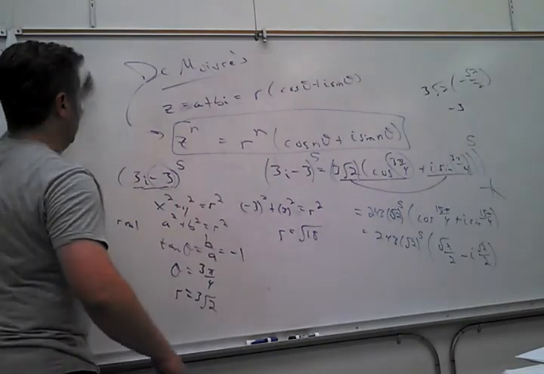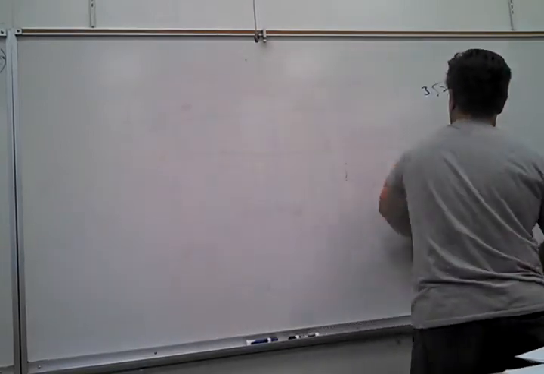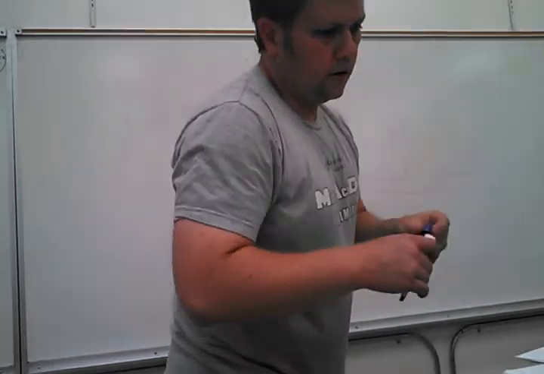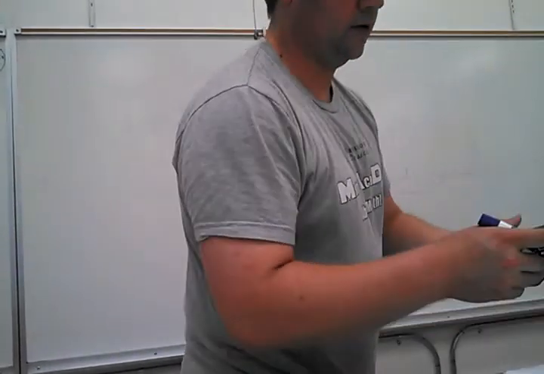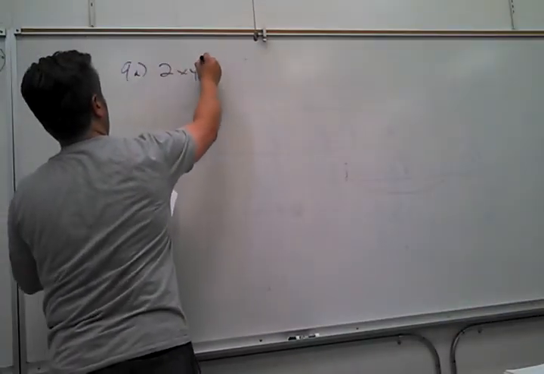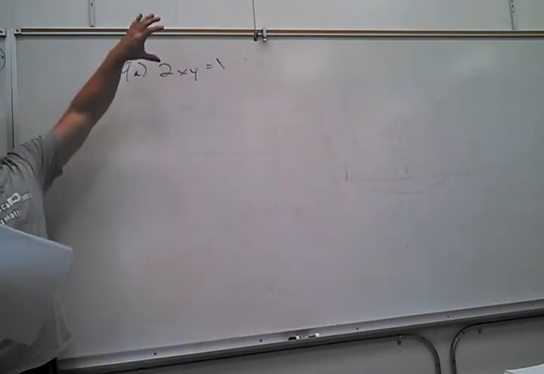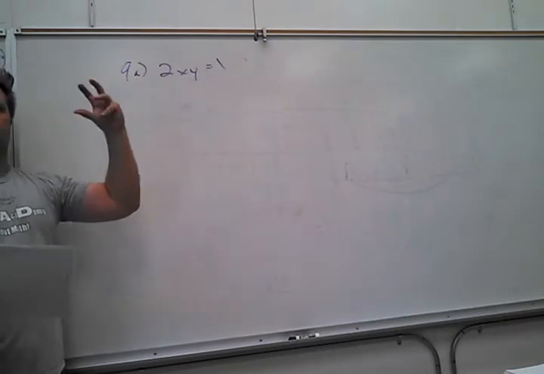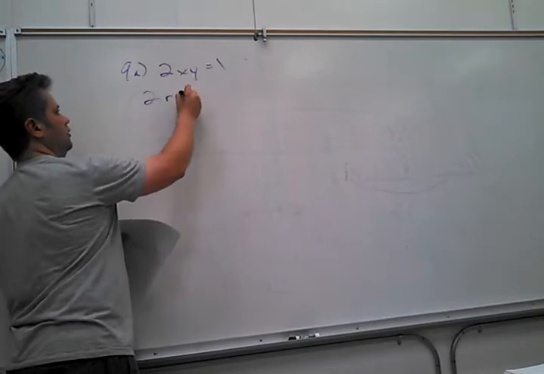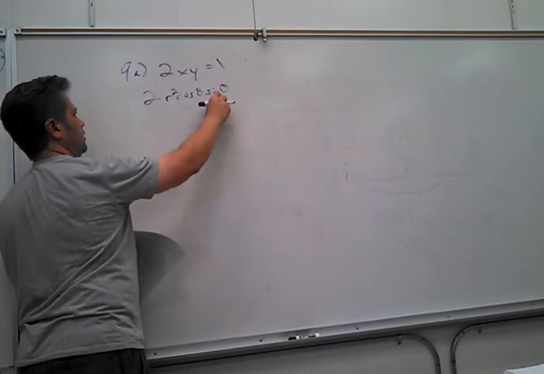So on number 9A, it starts off here. If I have to change this from rectangular form to polar form, what are the conversions that I use? x is r cosine theta, and y is r sine theta. So I just collect those r's there.